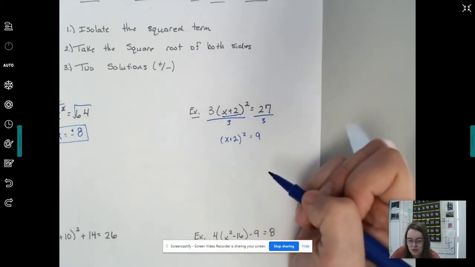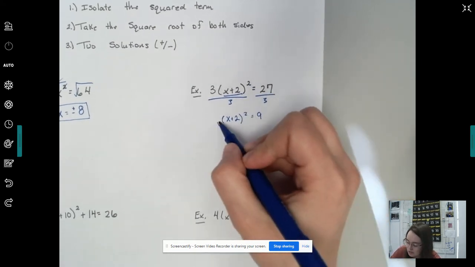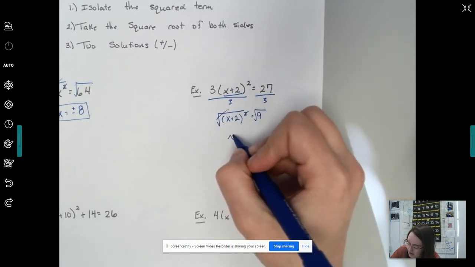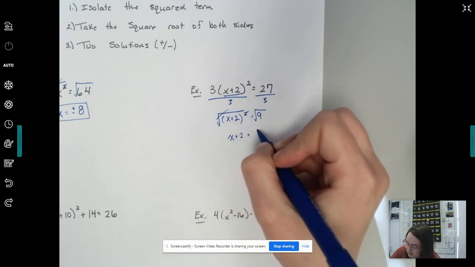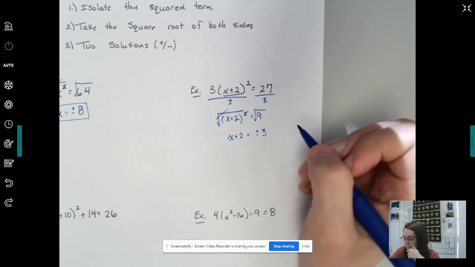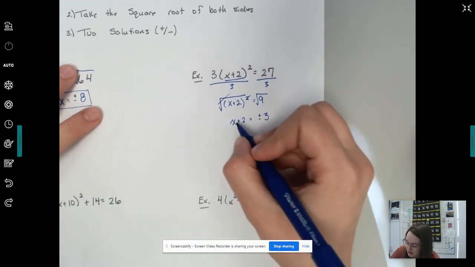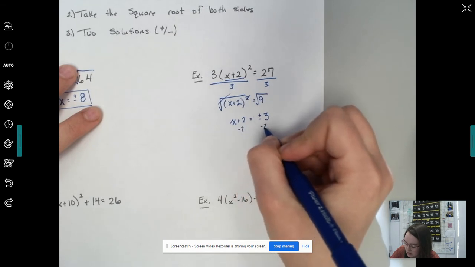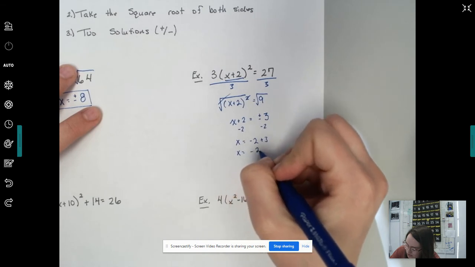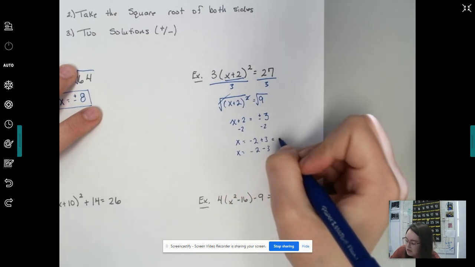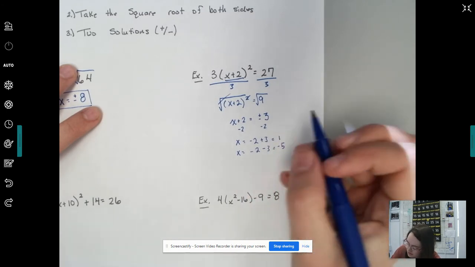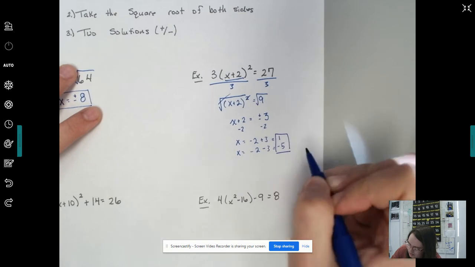Now we have that squared term isolated, so we're just going to take the square root of both sides. So then x plus 2 equals positive or negative 3, because square root of 9 is 3. Now we're going to subtract 2 from both sides, because we have this 2 added. Minus 2. So then x equals negative 2 plus 3, and x equals negative 2 minus 3, which negative 2 plus 3 is 1, and negative 2 minus 3 is negative 5. And these are going to be your 2 answers.